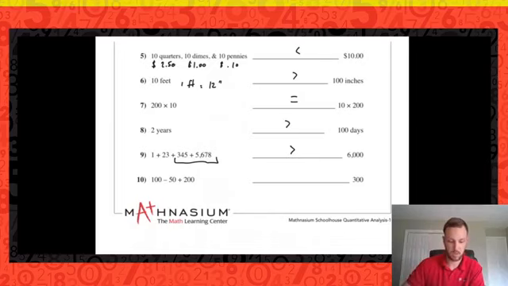All right. So we're looking at 100 minus 50 plus 200. Is that greater than, less than, or equal to 300? We can just work left to right. 100 take away 50 is 50. And 50 plus 200 is 250. Very easily, that is less than 300.